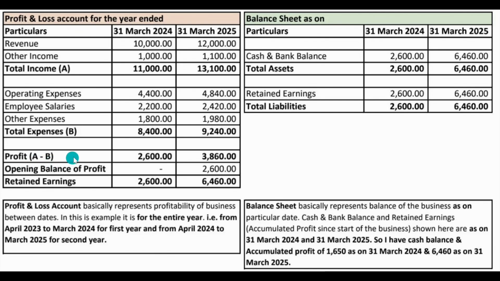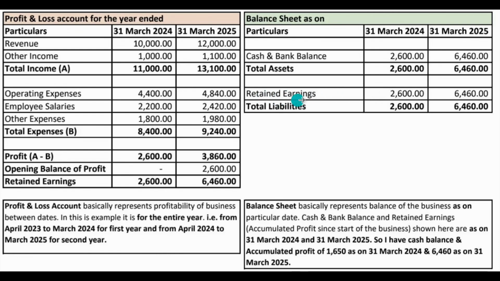So profit is basically A minus B, total income minus total expenses. So 11,000 minus 8,400 is 2,600. Now this is the first year of operation and hence the opening balance of profit is zero. Retained earning for the first year, that is 31st March 2024, is 2,600, that is profit during the year plus opening balance of profit. Now this 2,600 is carried to the balance sheet as it is. So retained earning is also called the accumulated profit of 2,600.